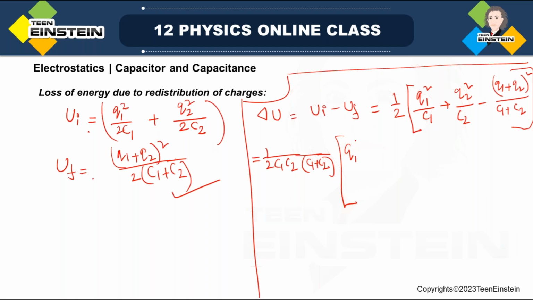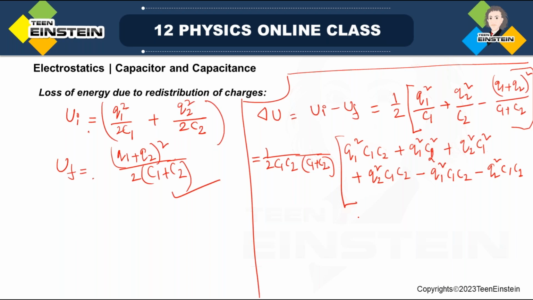So it will be Q1 square C1 C2, plus Q1 square C2 square, plus Q2 square into C1 square, plus Q2 square C1 into C2, minus Q1 square C1 into C2, minus Q2 square C1 into C2, over C1 C2.